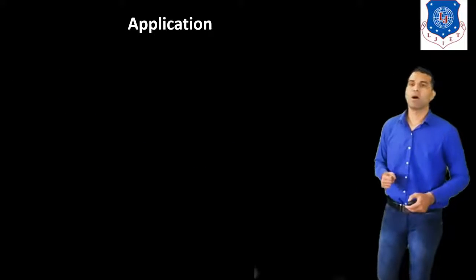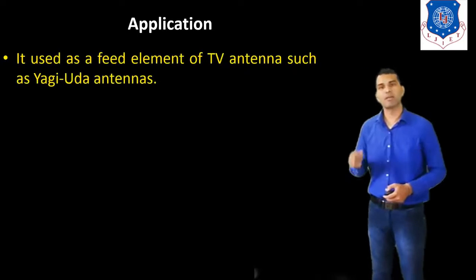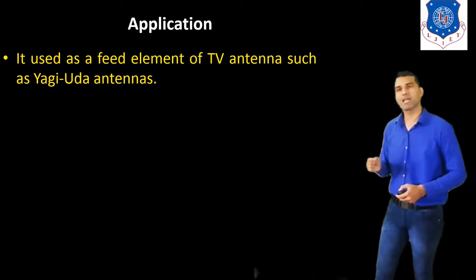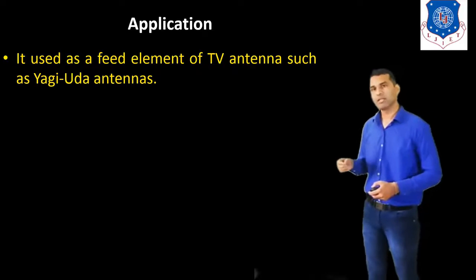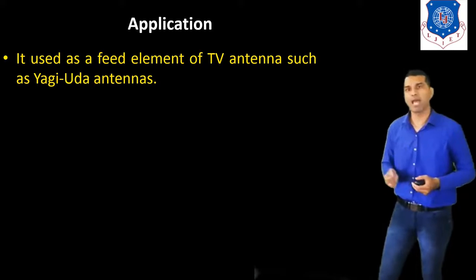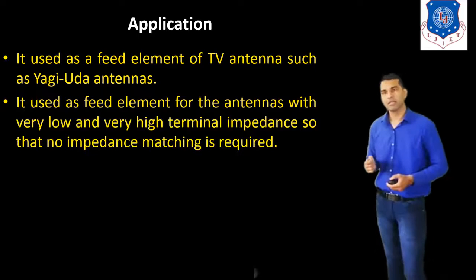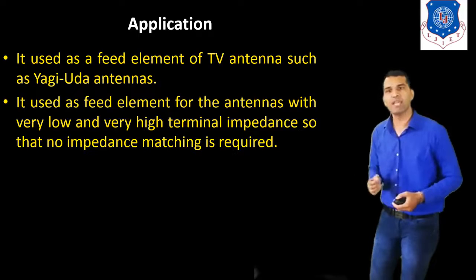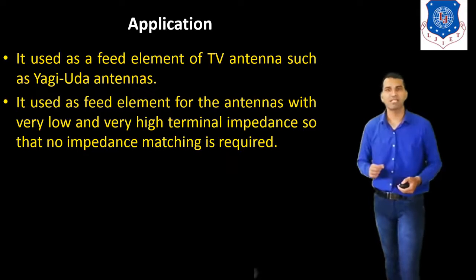Now we discuss the applications of the folded dipole antenna. The first and foremost important application is that it is used as a feed element of TV antenna. That means, as we have seen in the Yagi-Uda antenna, we use the folded dipole antenna as the driven element. The second application is that it is used as a feed element for antennas with very low and very high terminal impedance, so that no impedance matching is required.